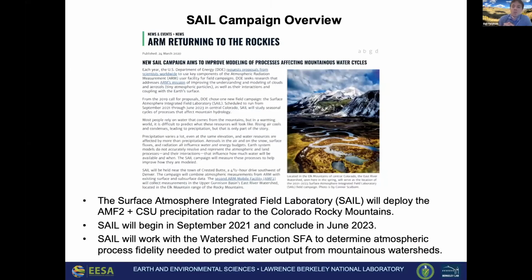And this has in part motivated the future deployment of the SAIL campaign. This will take place between September 2021 and June of 2023, and will occur in the upper Colorado River in the Rocky Mountains, and will include the AMF2 package and a precipitation radar from Colorado State University. In a somewhat unique way, this campaign will include the co-location of observations and analysis between ARM capabilities and those of an existing measurement campaign called the Watershed Function SFA that is being supported by the SBR program. And ultimately, we're looking to determine the amount of atmospheric process fidelity that we need to predict water outputs from these mountainous watersheds.